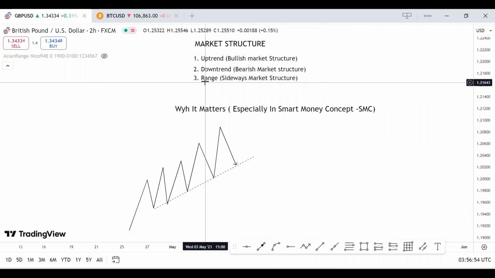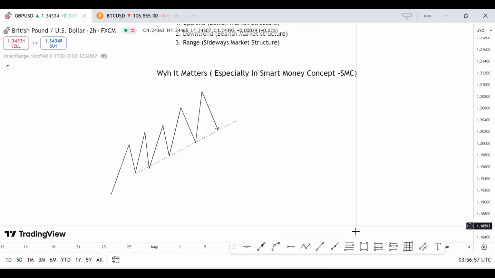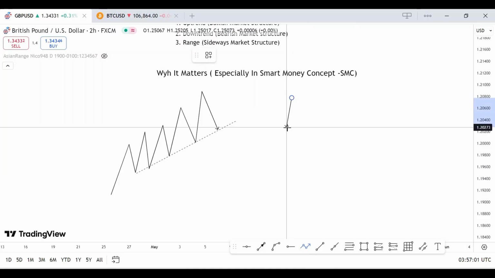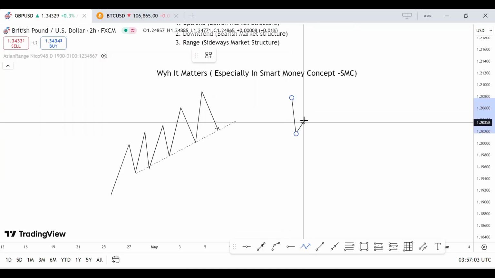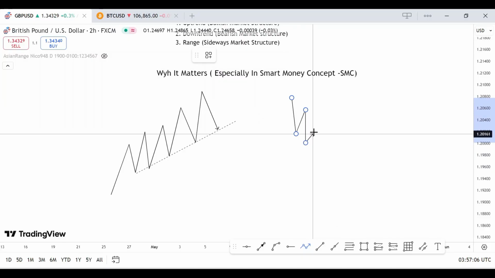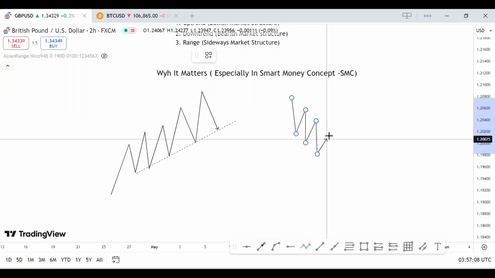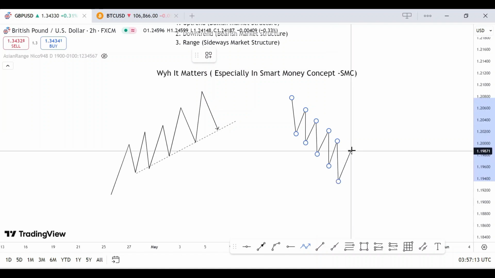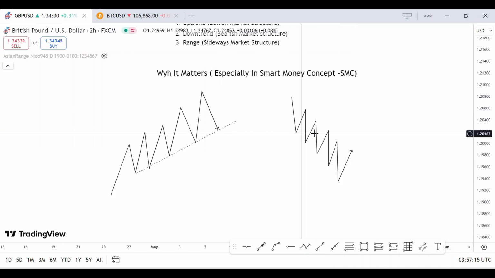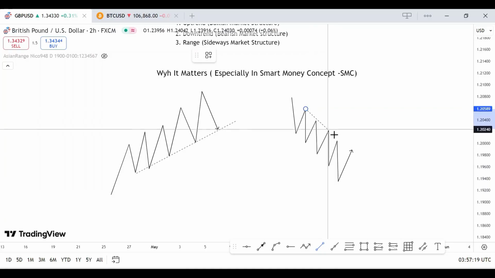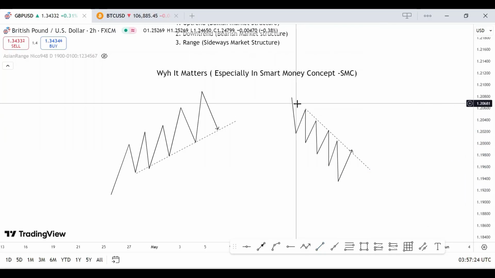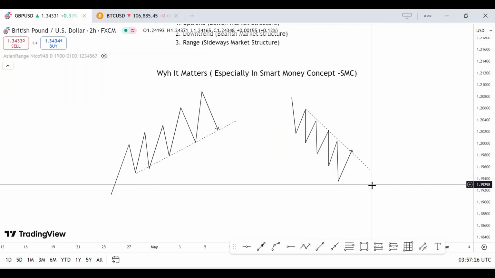So what's number two? The downtrend is similar to an uptrend. This is when price keeps breaking structure to the downside, making a series of lower lows and lower highs. It looks like this: lower low, lower high, lower low, lower high, repeatedly. This is an example of a downtrend, price making a series of lower lows and lower highs. If you take your trend line and draw it down, you can clearly see that it's moving downward.